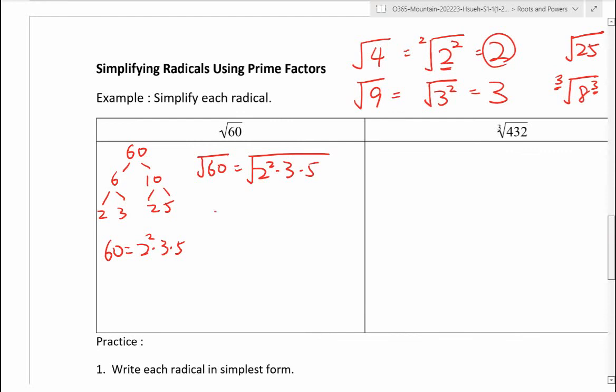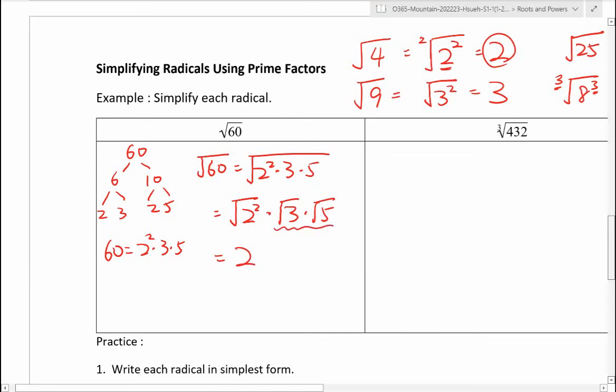Now, from the previous page, we know we can split the multiplications when we have radicals. So this is the same thing as the square root of 2 squared times the square root of 3 times the square root of 5. Again, this is nice because we are taking the square root of a perfect square, so the end result is just going to be the base, so it's just going to be a 2.